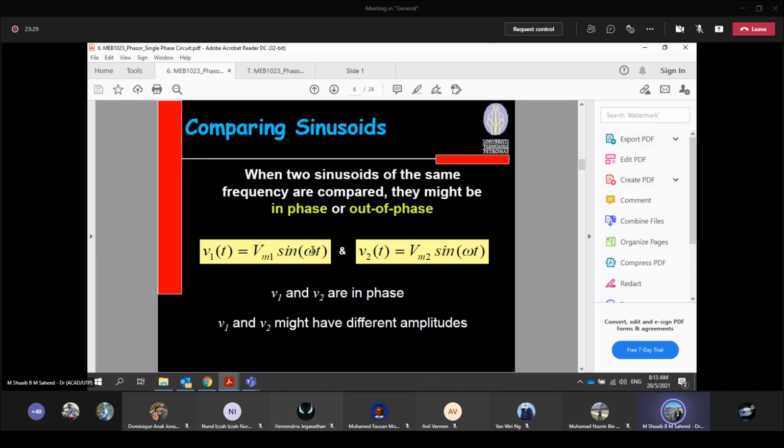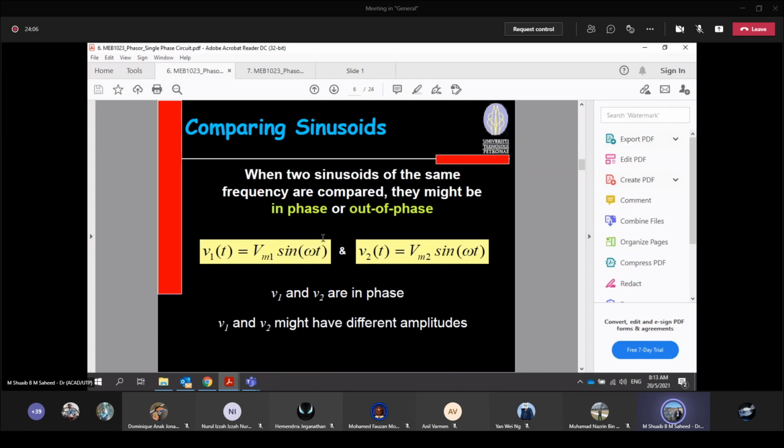So we can say that they are in phase, provided this value of omega for the two sinusoid waves is the same, and they should be the same if you are comparing them. If you have different values, let's say this is omega 1, this is omega 2, then you cannot directly compare. We have to do some alteration so that the omega will be the same. Then we can check whether they are in phase or out of phase.